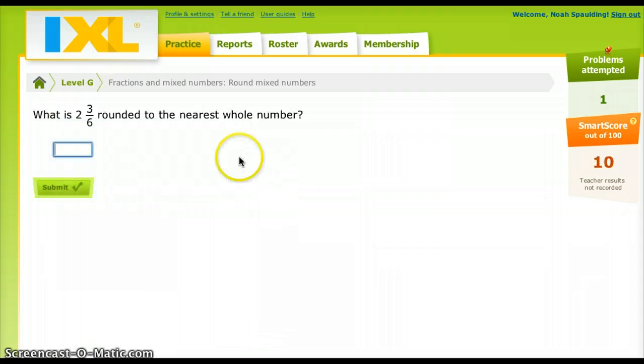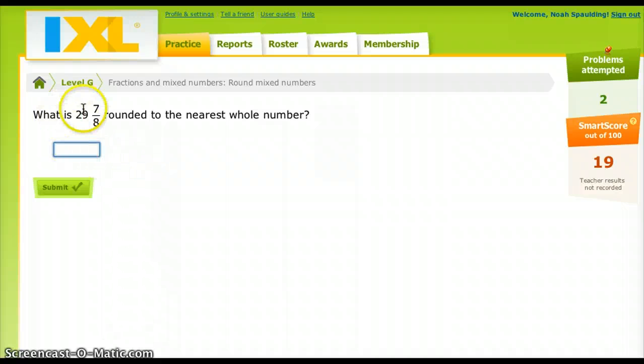So there's 8. All right, next, what is 2 and 3/6 rounded to the nearest whole number? It's either going to be 2 or the next whole number, which would be 3. The next whole number after 2 is 3. To determine, you look at the fraction. We know that 3/6 is halfway, so it'd go up to the next whole number, which would be 3. Okay, so 3.